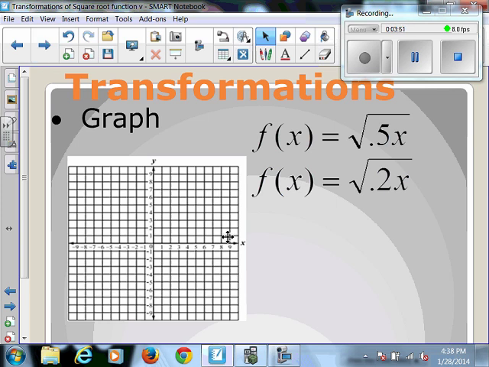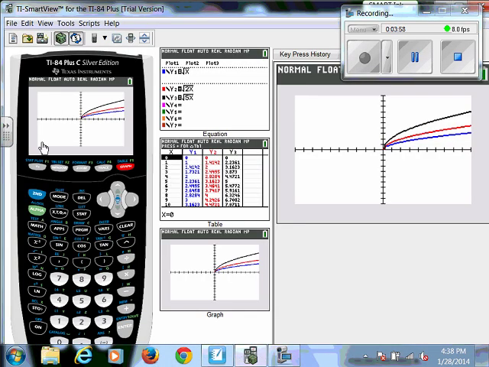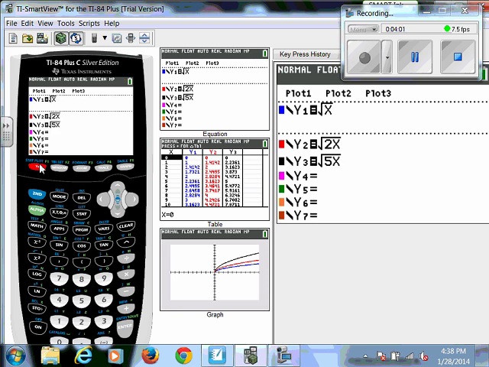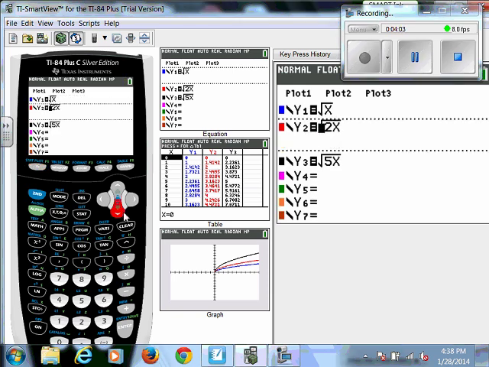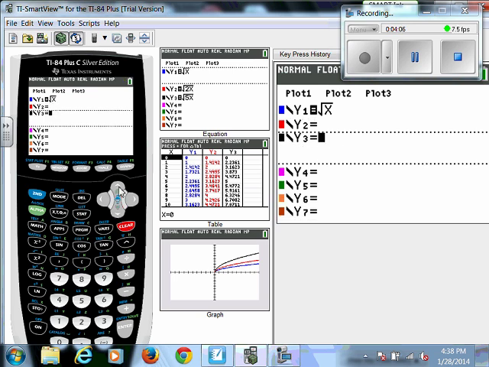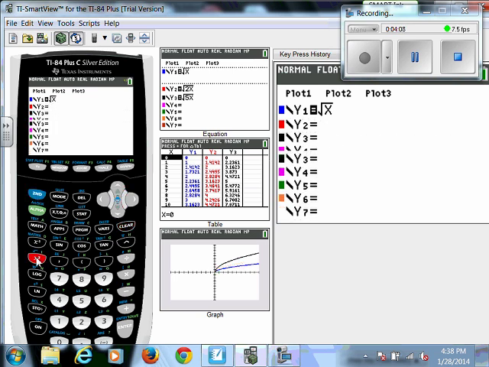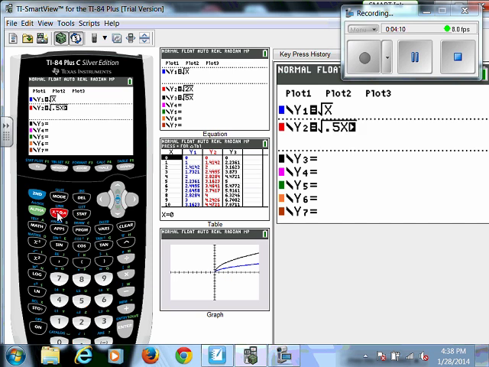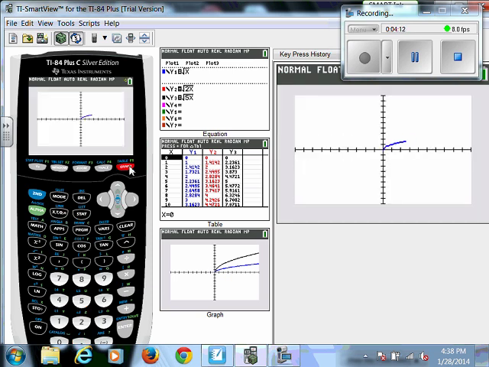Now let's look at B being a number between 0 and 1. First number I'm going to choose is 0.5. I'm going to graph that. Here's the parent. Here comes the next graph. What do you notice? It got closer to the x-axis, so we're going to call that a shrink. So we're going to say we have a shrink by a factor of 0.5.